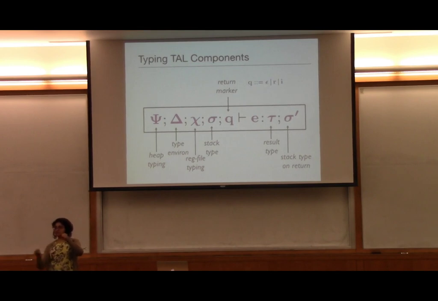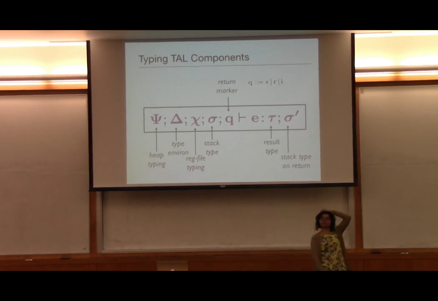Okay, so at the assembly level, I want to tell this component what location it must return to. Where is the return address sitting? I will pass it the return address either on the stack or in a register. That's why my return marker Q can be a register R or a stack index I. So all it is, I'm telling my component where to find its return address, right? There's also an epsilon, which I want you to ignore for now.